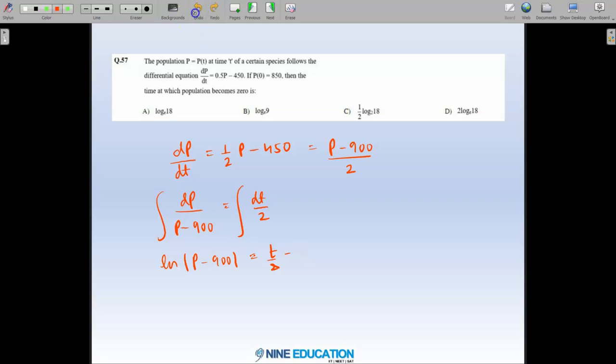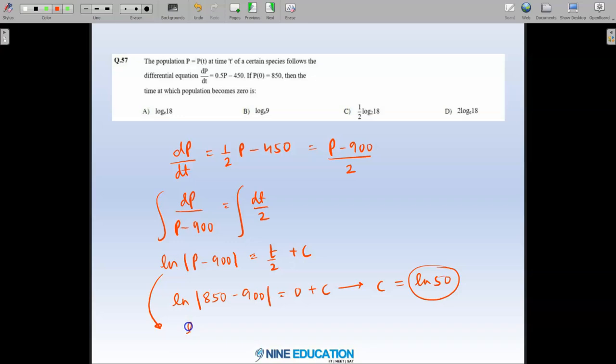Now some boundary conditions are given to find this constant c, and that is at t equal to 0, population is 850. So I can say it is ln |850 minus 900| equal to 0 plus some constant c. So I can say the constant value c will be equal to ln 50 because there is a modulus sign after ln. So ln 50 is the constant value.